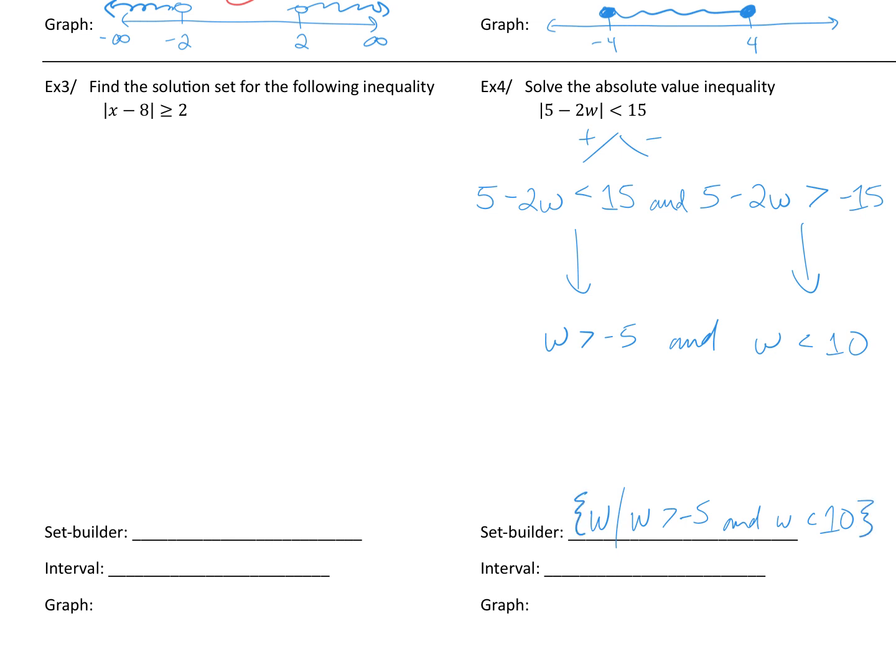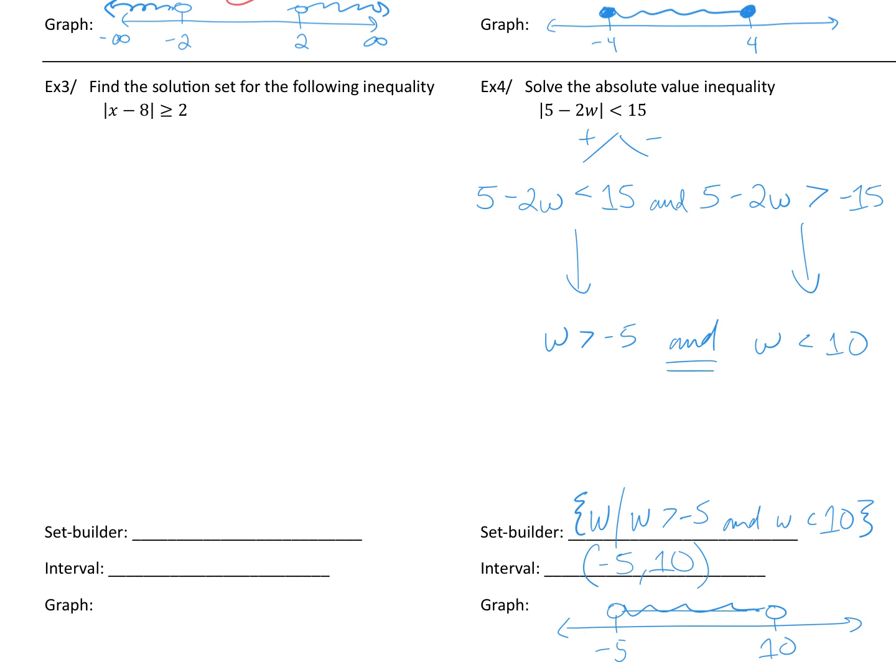The graph here, if you need to take the time to draw the double graph and see where they overlap, that's fine. Go ahead and do that. But for the time being, since this is an and inequality, it'll be shaded between these two, which then makes the interval notation much simpler. So these are the answers you should get for example 4.